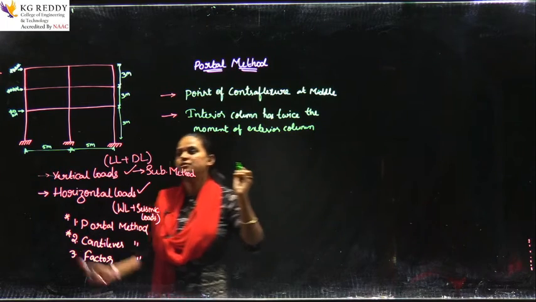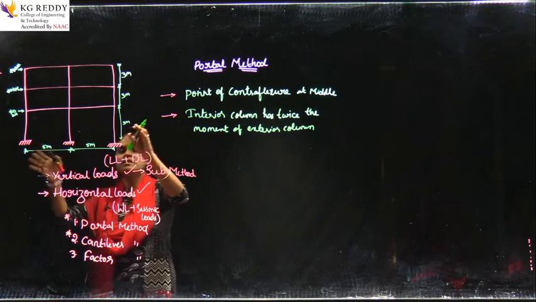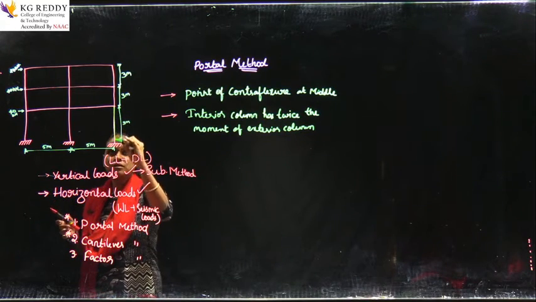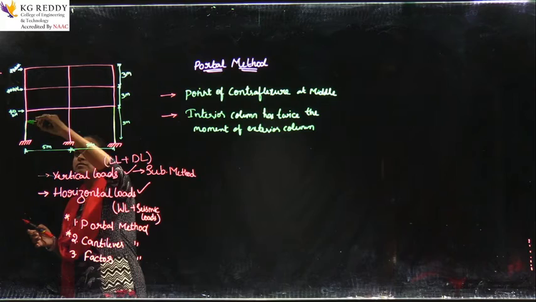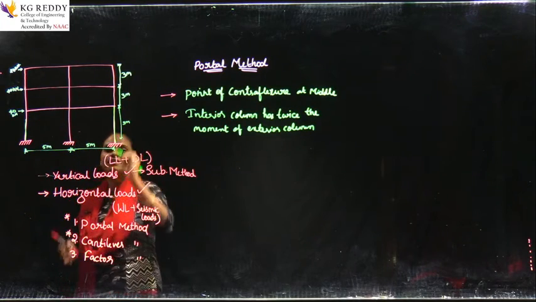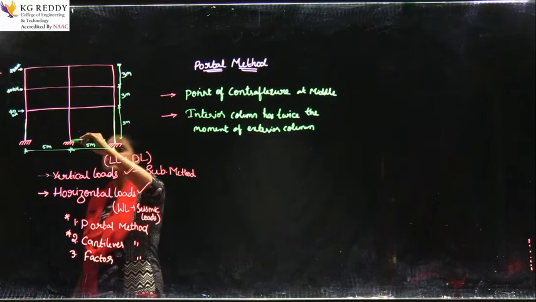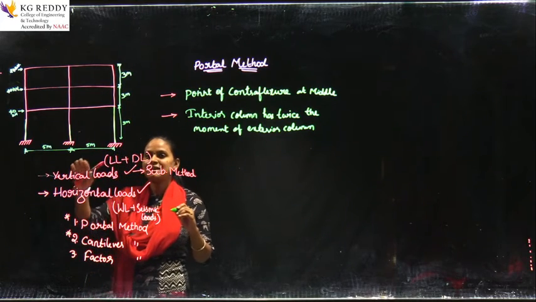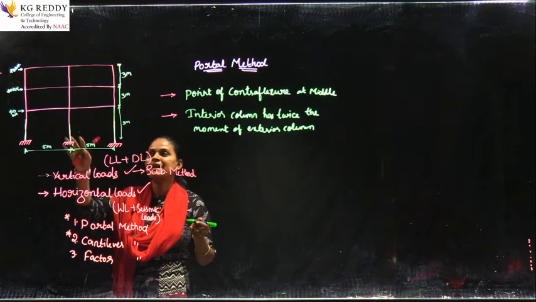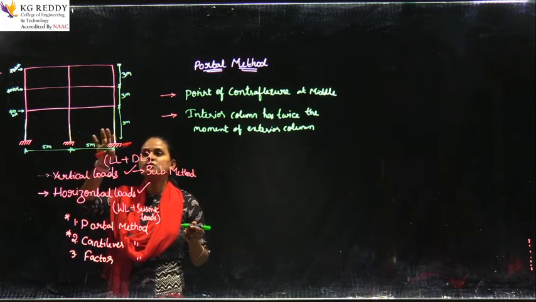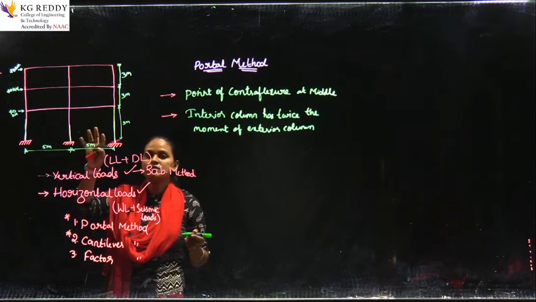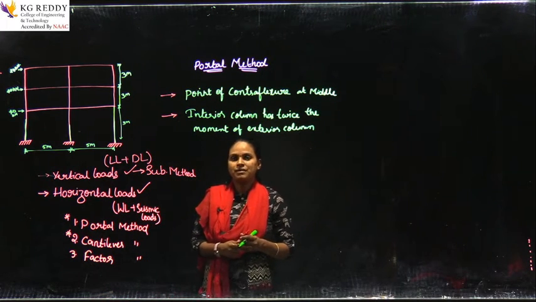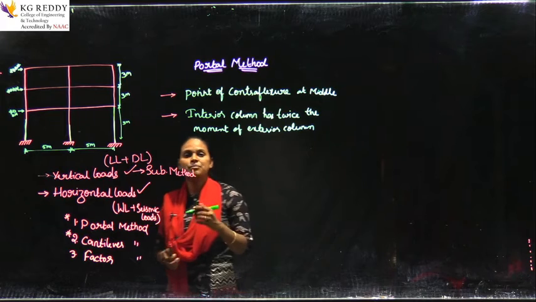Here for example you can see this frame, it has two stories. This one and this one are the exterior columns, whereas this column is the interior column. So while analyzing, when you calculate the moments, you will take double for this compared to these two. So these are the two important assumptions of the portal frame. Next we will see the procedure.